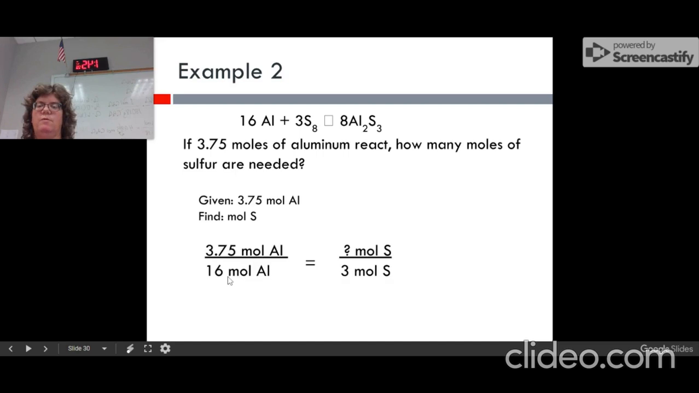3.75 moles of aluminum over 16, which comes from the recipe, equals, we don't know how many moles of sulfur, that's my question, divided by 3 moles of sulfur, which again is from the recipe. Then when we cross multiply and work through the math on this one, we get 0.703 moles of sulfur. So that is how many moles of sulfur I need if I have 3.75 moles of aluminum to make this equation or this recipe work out correctly.